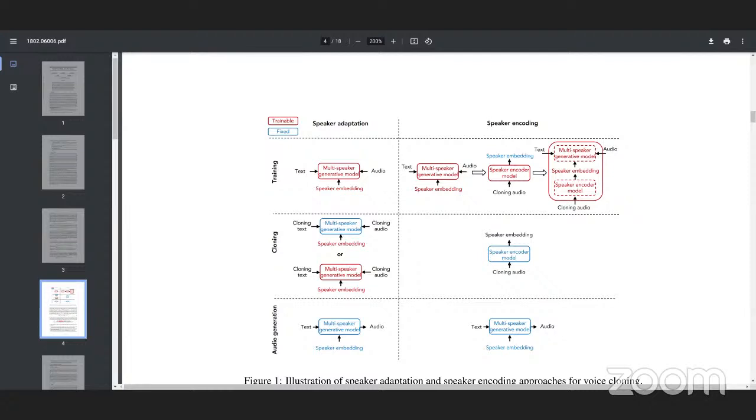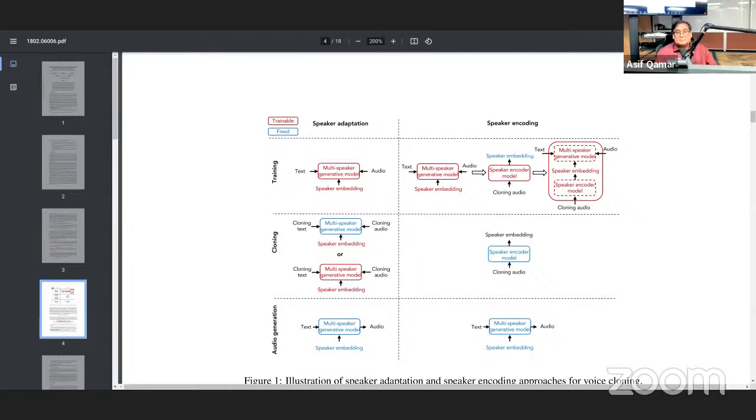So that's the crux of this paper. This is a little bit older paper, from 2018, so it doesn't go as per zero shot learning. I think it's few shot learning though, and it is giving us different ways of training our models for new speakers.